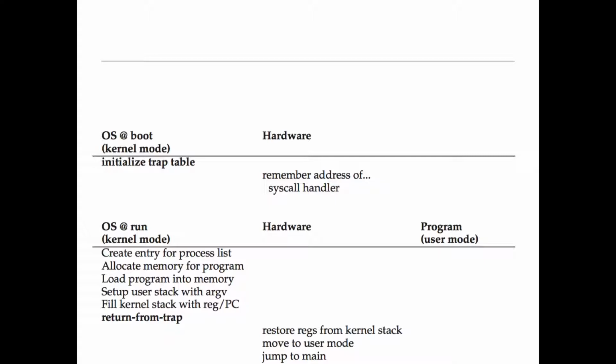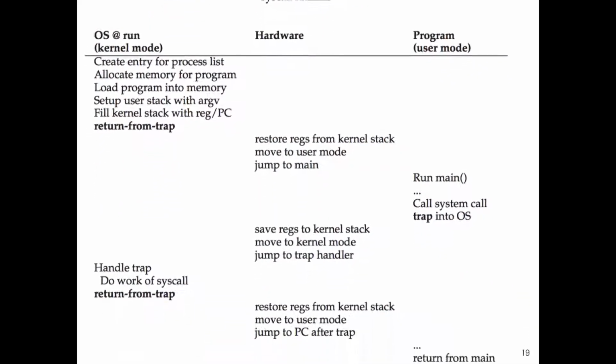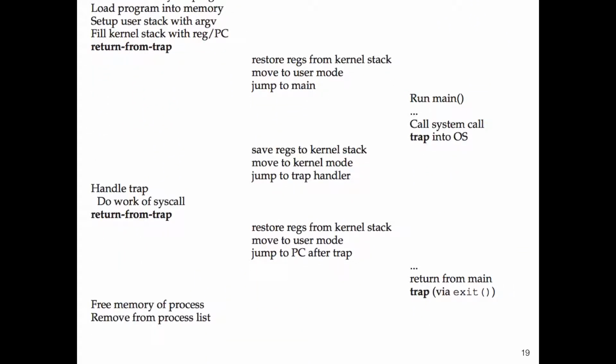So let's think in different terms. If there is a context switch happening, then will you set up the kernel stack with registers and program counters? You will do that, right? So think of it, every new program being invoked is in some sense a context switch. And then you finally return from trap. You restore the registers from kernel stack. You change the execution mode to user mode. You jump to main, you run main.